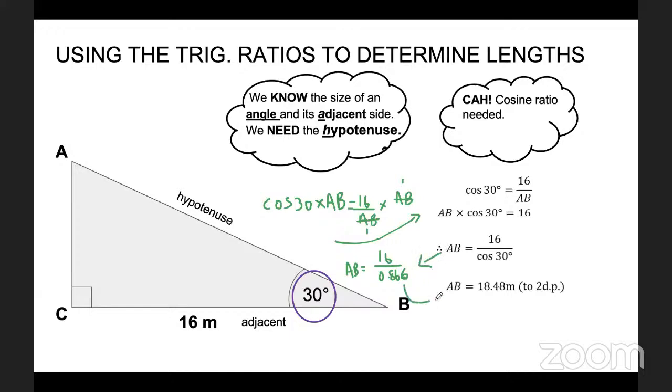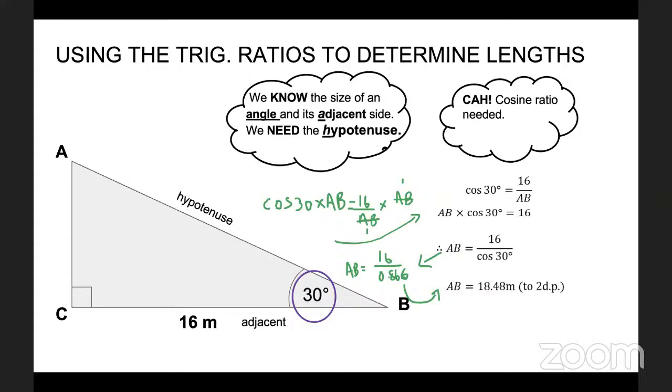Yes, Casey? While we're doing the calculation. 18.47 or 48. Okay. I mean 48. Sorry. Okay. Why did you change the 7, Casey? Because there's a 5 after the 7, so I just rounded it up. Okay, great.